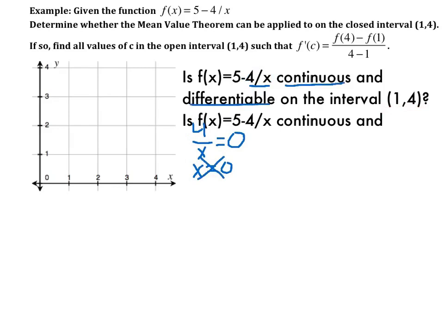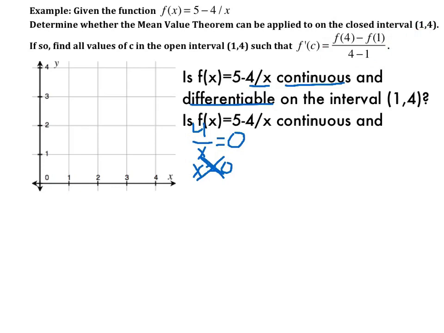Now differentiable, okay, it's also going to be differentiable on the interval because our derivative will have the same property where it doesn't exist at x equals 0. So what do we need to do from here? We need to find all values of c in our interval such that f prime of c is equal to f of 4 minus f of 1 over 4 minus 1. This is just our theorem that we looked at earlier, and we just substituted the 1 and the 4 in from our interval.